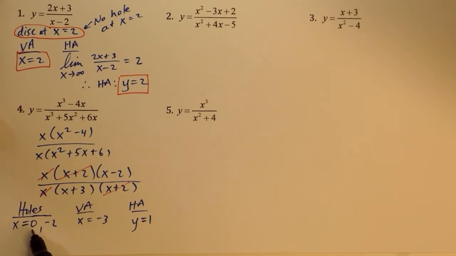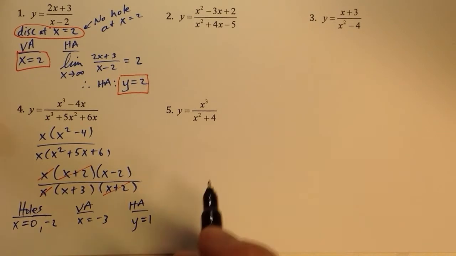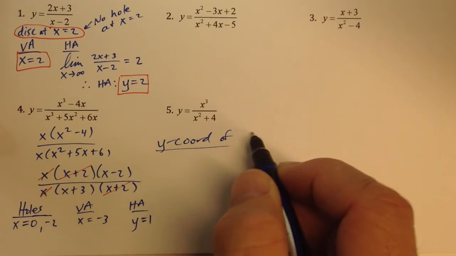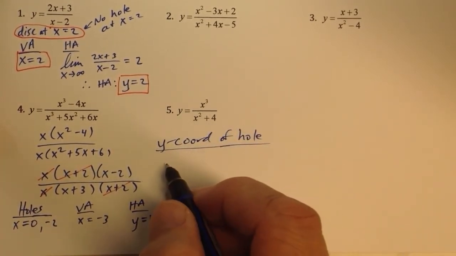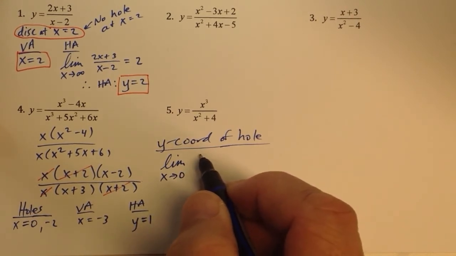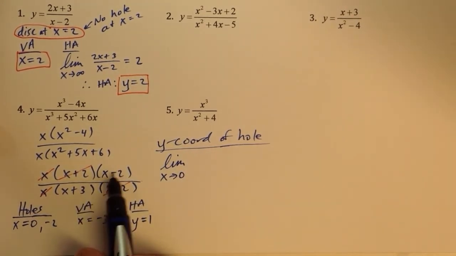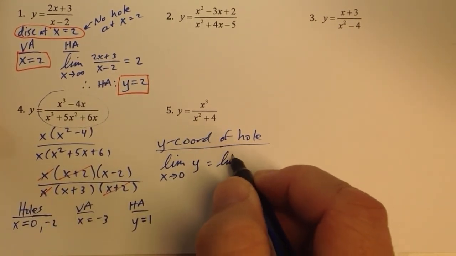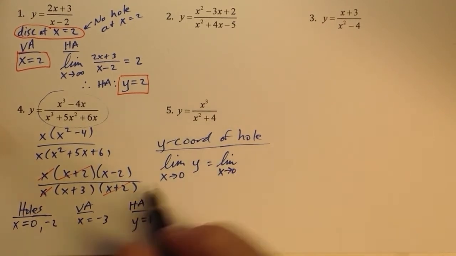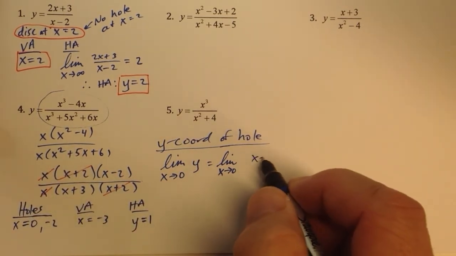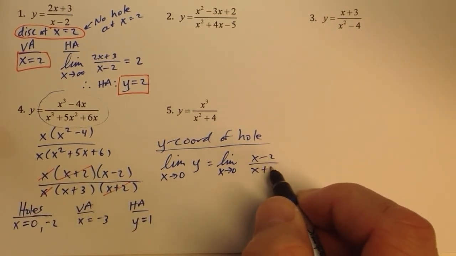since we do have a hole, we want to figure out, well, what is the y coordinate of the hole? Well, to find the y coordinate of the hole, all we have to do is take the limit. Okay, so the limit as x approaches 0 of this function. And you know what I'm going to do? Instead of writing this whole function y, I'm going to just go ahead and rewrite the reduced version, the stripped down version of the original function. So the stripped down version is when we factor and cancel, we get this function here.